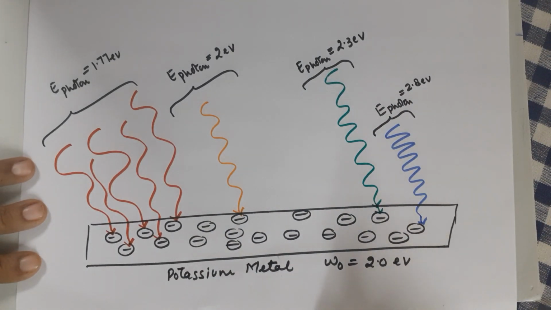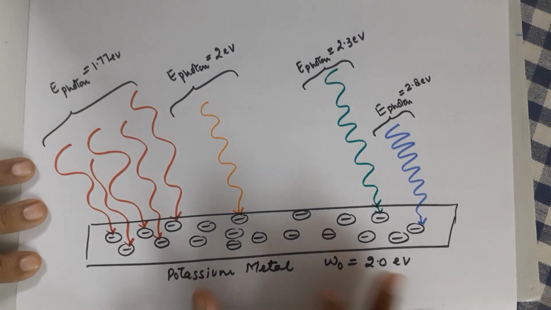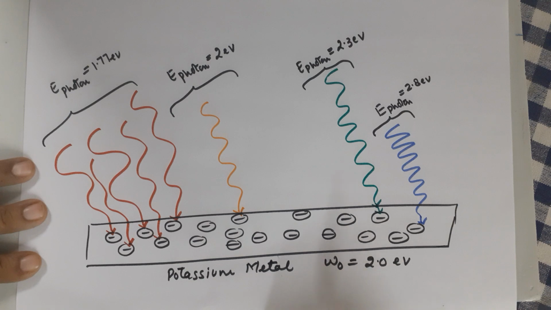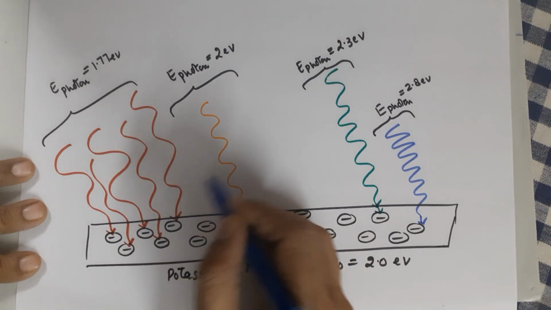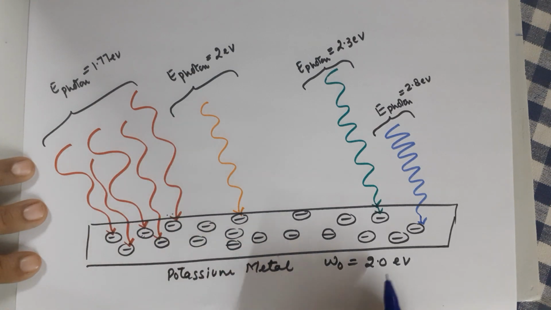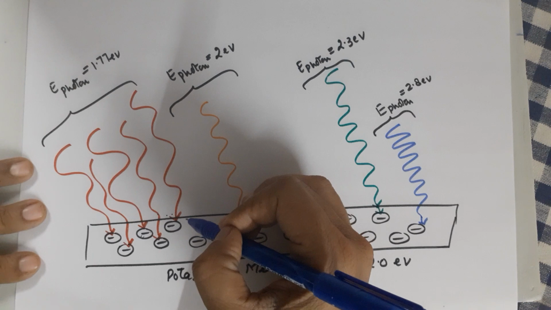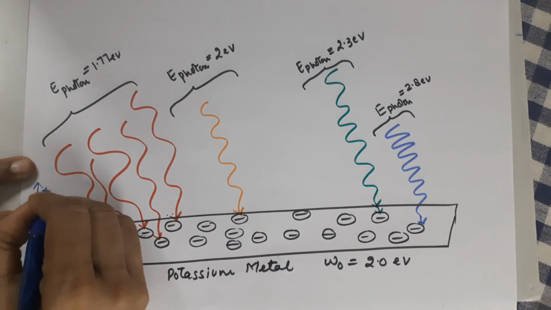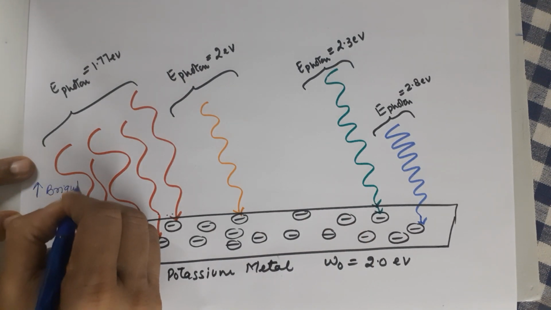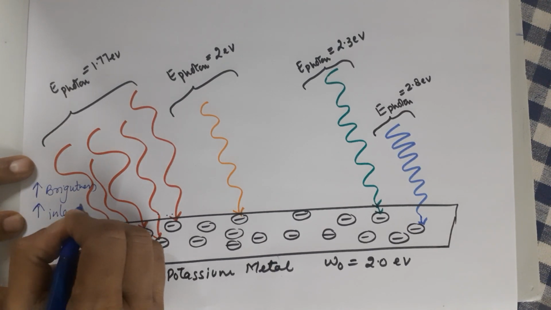If I start putting a red light onto the metal surface, I find no photo emission. There is no kinetic energy, there is no electron emitted because the electron is not even moving out. For moving out, it requires an energy of 2 eV, which is not available. So the electron is not even moving out. So I try to put a lot of red light. I try to increase the brightness of the light, or I try to increase the intensity of the light.